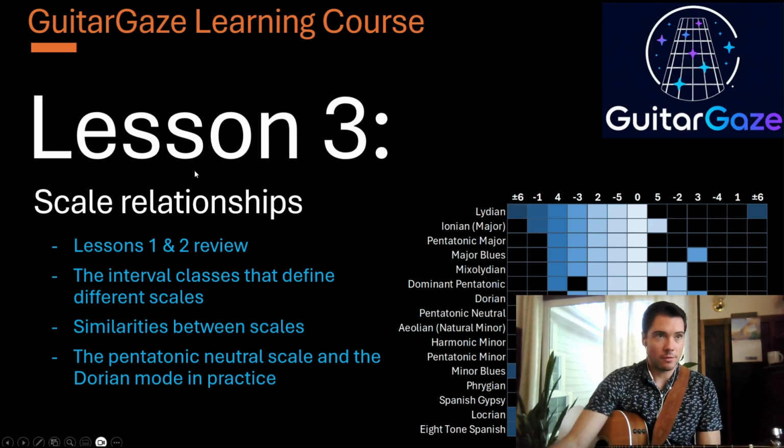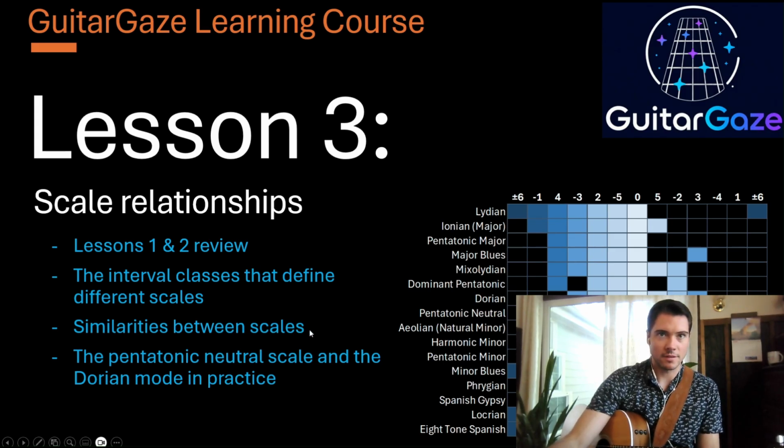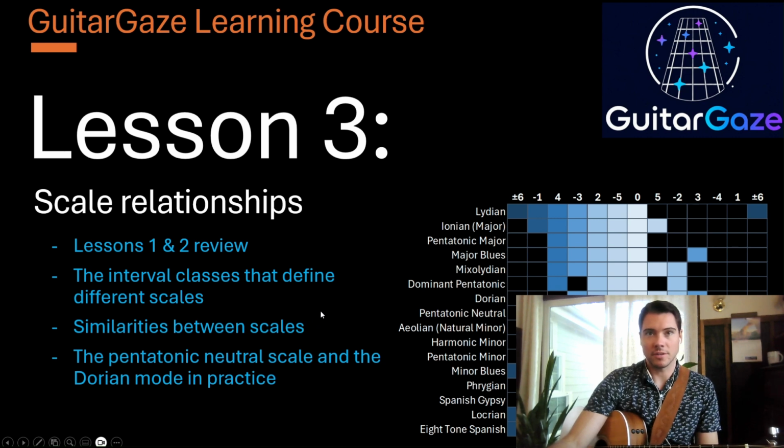So today we're going to go through a lesson 1 and 2 review. There are some critical things that you need to know from the previous lessons, that if you don't, you're going to be lost. We're going to look at the interval classes that define different scales. We're going to look at similarities between scales. And we're going to look at the pentatonic neutral scale and the Dorian mode in practice, since those are the best starting point for scale memorization, and we will show why later.